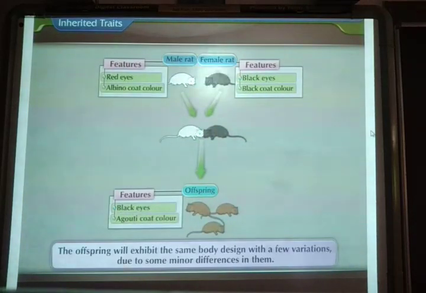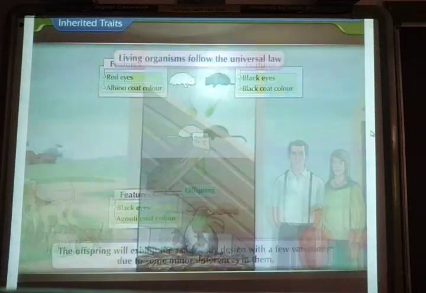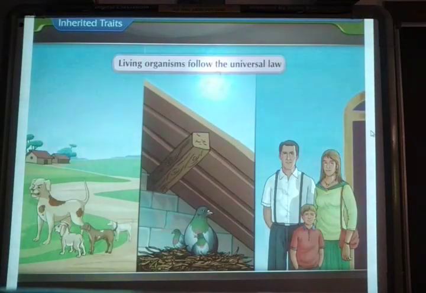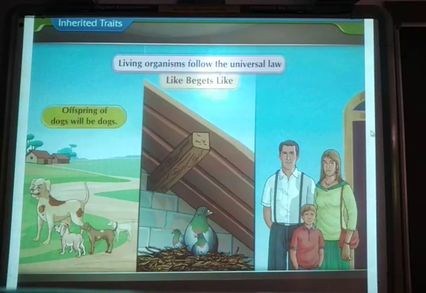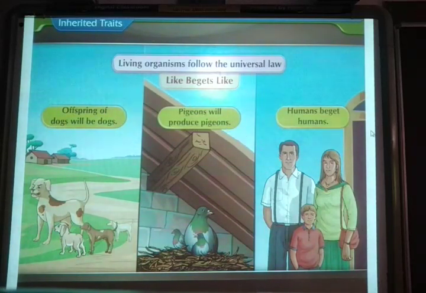The new offspring will exhibit the same body design with a few variations due to some minor differences in them. Living organisms follow the universal law of like begets like. It means that the offspring of dogs will be dogs, pigeons will produce pigeons, and humans will beget humans only.